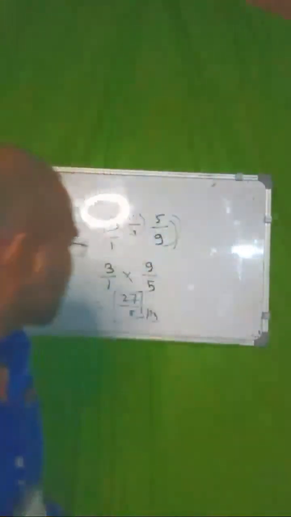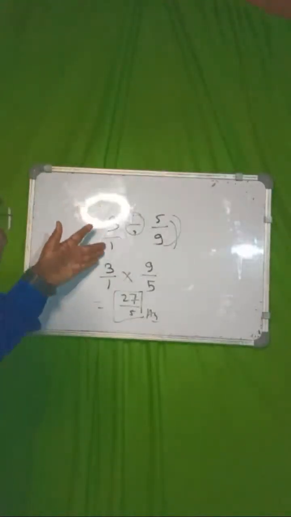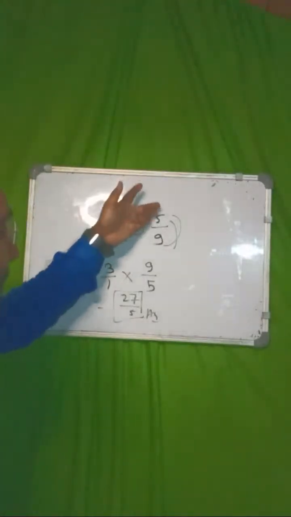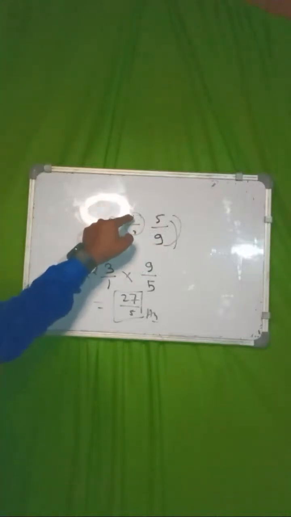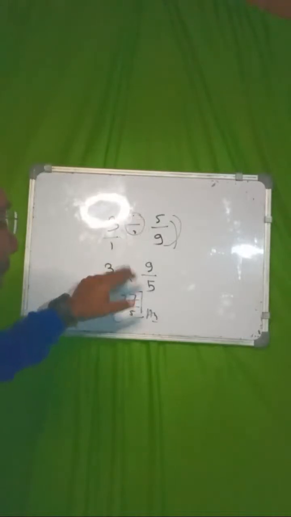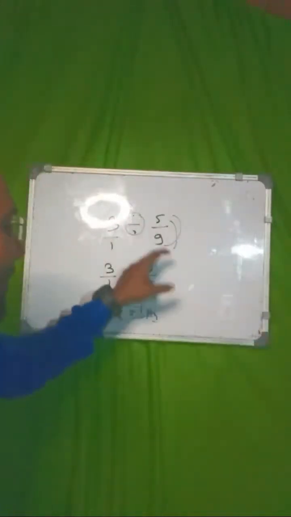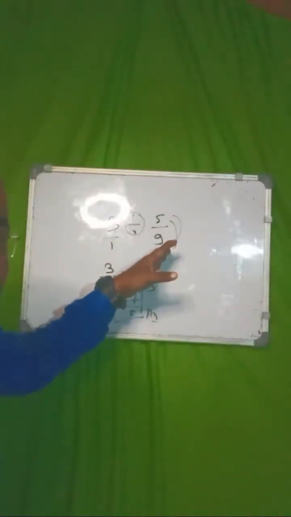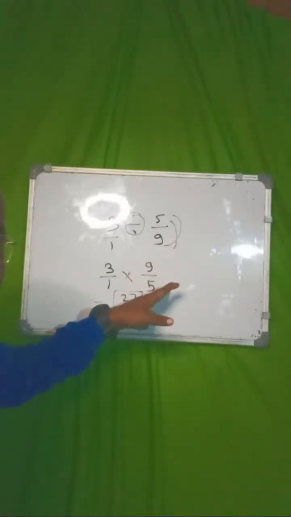What's the answer? 27 by 5. So Priyanka has given me the correct answer. Tanisha has also given me the correct answer. Khushi has given me the correct answer. Why 9? Where is 9, Priyanka? Okay, the question was 3 divided by 1, and divide sign, 5 divided by 9, and we will convert this divide sign into multiply, and whenever we convert this divide sign into multiply, after that the numerator will be the denominator and the denominator will be the numerator.